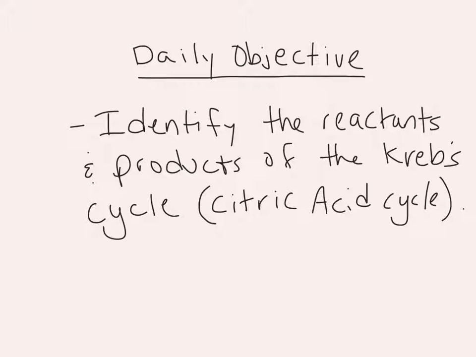So, like always, our daily objective: you want to identify what the reactants and what the products are. What are the things that go into the citric acid, or Krebs, cycle, and what are the things that come out? What are the things that get produced? So identify the reactants and products of the Krebs cycle, also called the citric acid cycle.